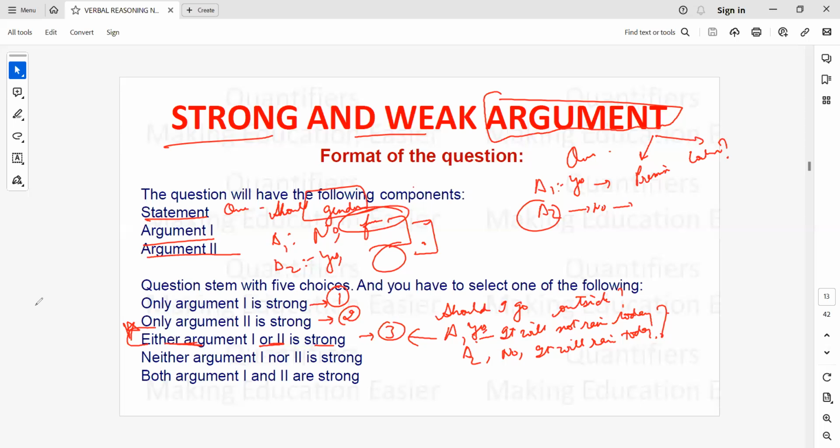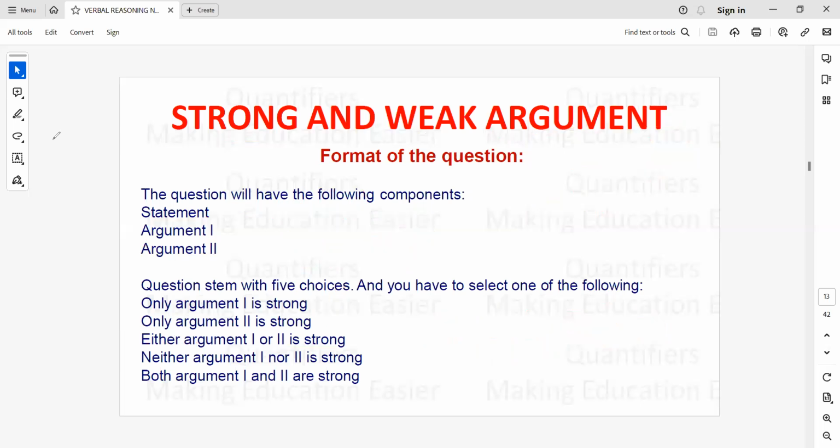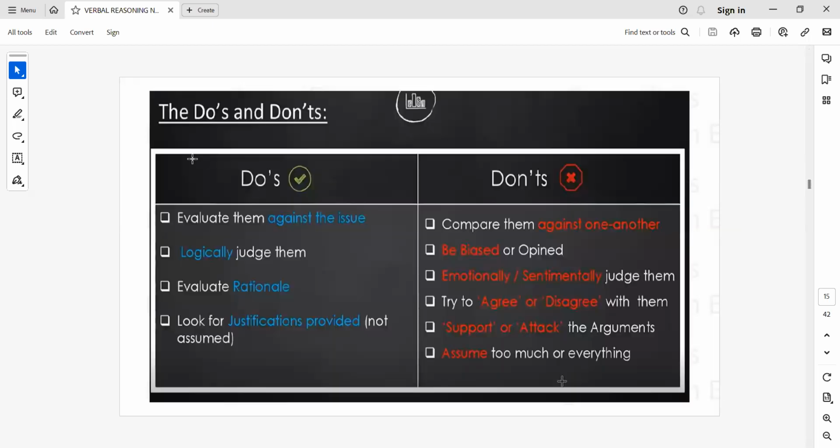So again, you don't need to cram all these things. You have to just carefully read the questions. Reading the questions is very important when it comes to verbal reasoning. So read questions carefully, and let's get into the next thing. Some do's and don'ts for verbal reasoning: how do I know whether the argument is strong or whether the argument is weak?